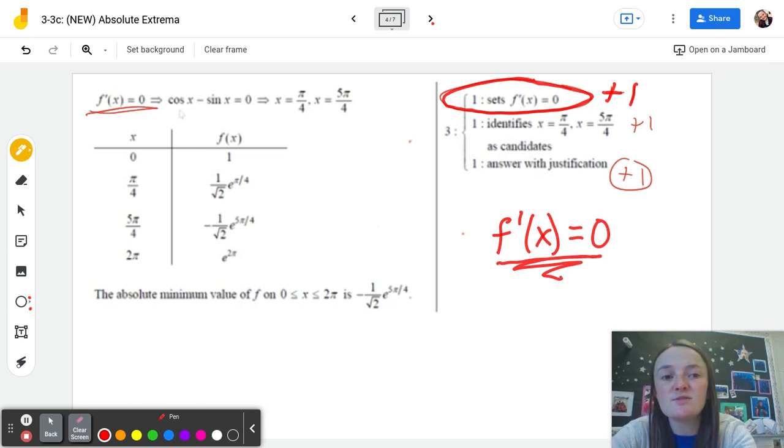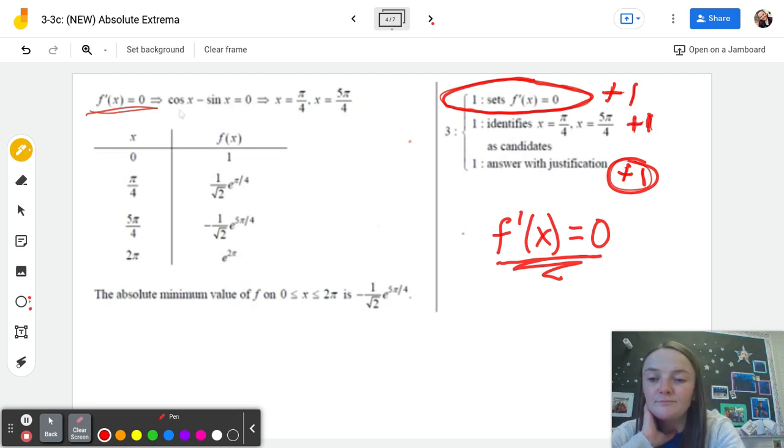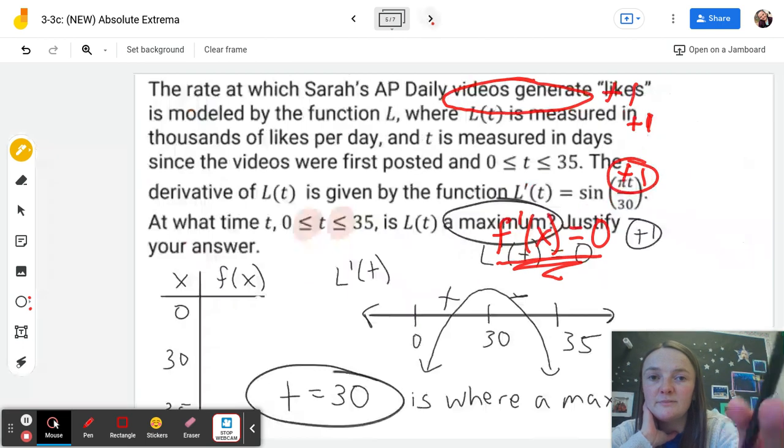The next thing that you get points for is identifying pi over 4 and 5 pi over 4 as an answer. That's a whole point. And the last point is just answer with justification. And that's it. Your justification actually is your table. So you don't need to write too much. You can really just say, looking at the table, this one is clearly the lowest. All right, let's keep moving.